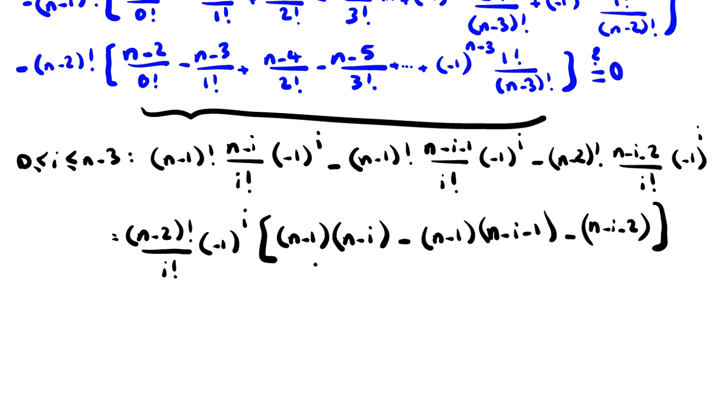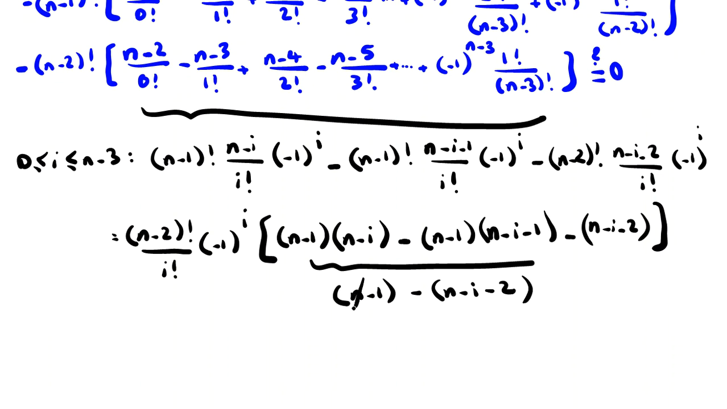Now, if we want to simplify, it will be what? N minus 1 times n minus I minus n minus I. It will be minus 1. It will be plus 1 minus n minus I minus 2. We can cancel n, and it will be what? I plus 2 minus 1, I plus 1. So we have this term if we simplify each of them. Okay, now we can consider I and plus 1.